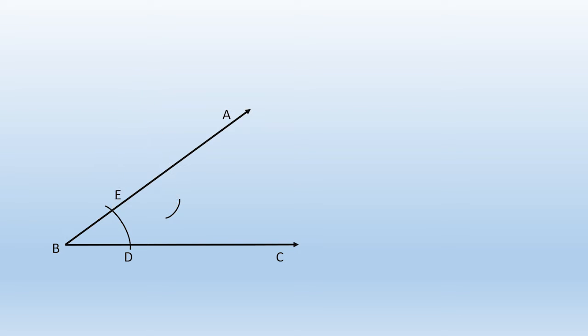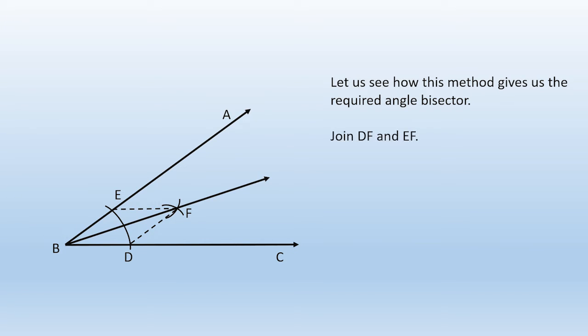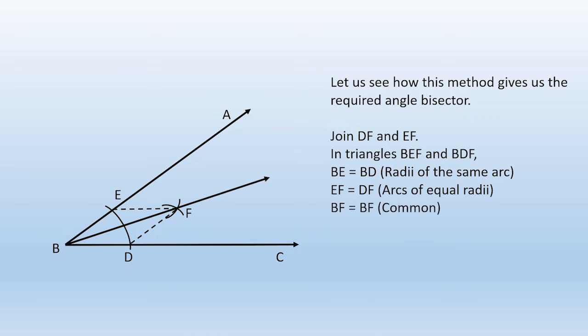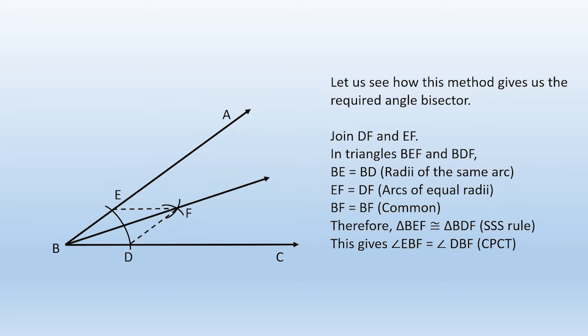Number 1. We have to draw an arc to intersect the rays BA and BC, say at E and D, using B as the center and any radius. Number 2. Next, we have to draw arcs to intersect each other, say at F, using D and E as centers and a radius greater than half DE. Number 3. Then we have to draw the ray BF. This ray BF is the angle ABC's necessary bisector.